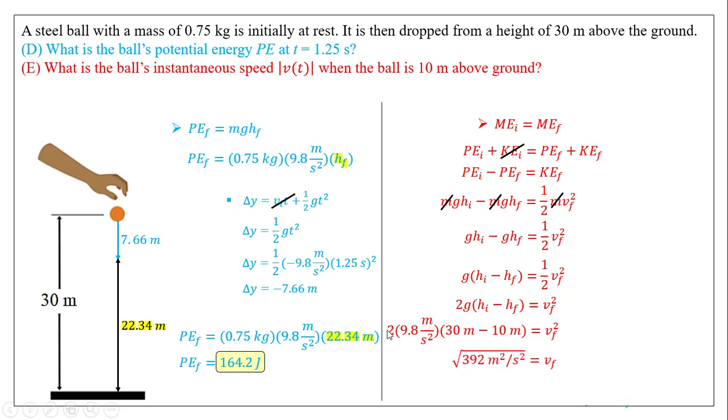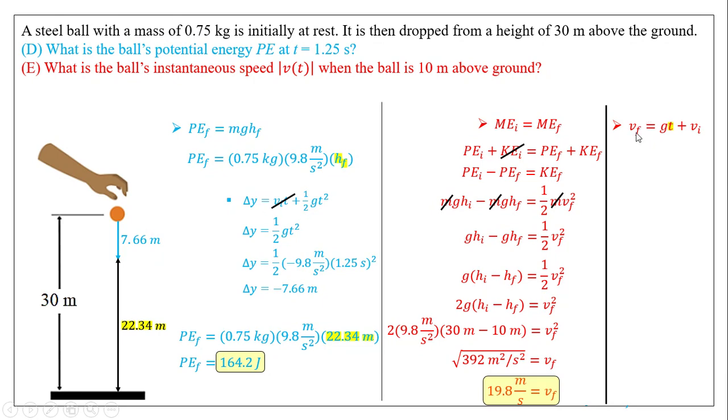Other than that, if you do 2 times 9.8 times 20, you'll get 392. And then the square root of 392 will give you about 19.8 meters per second. And it says speed, so I'm just going to leave it as 19.8 meters per second without any direction. And if you don't like that, you can, again, use another strategy, as I did before in part D.